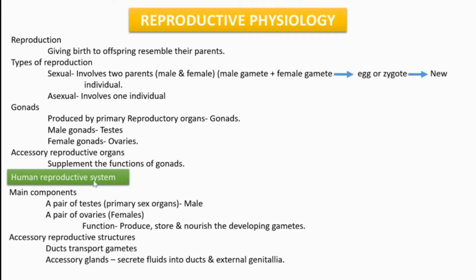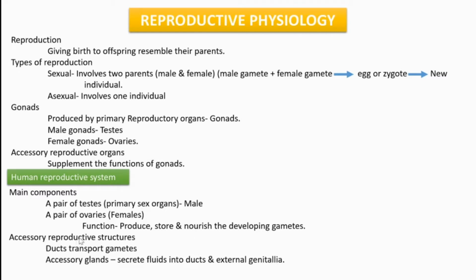Next, we are going to see the human reproductive system. What are its main components? In the case of male, it is a pair of testes. In the case of females, it is a pair of ovaries. What is the function of these primary sex organs? Their function is to produce, store, and nourish the developing gametes.